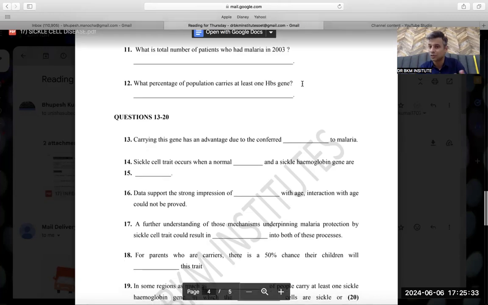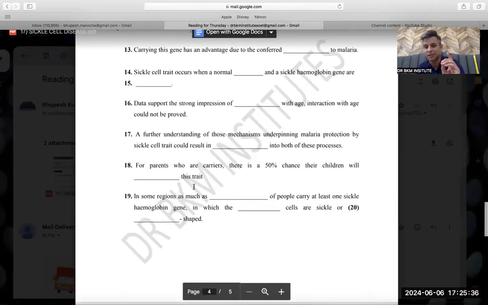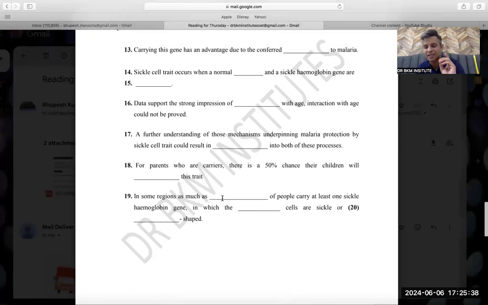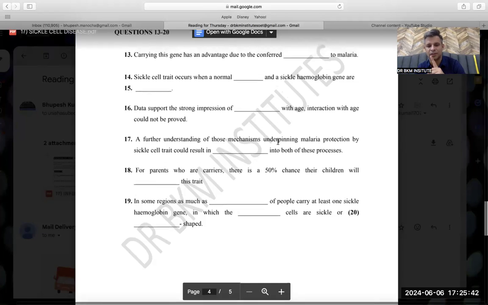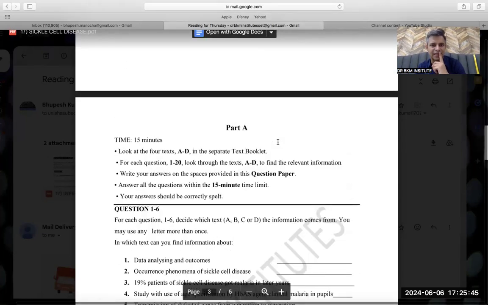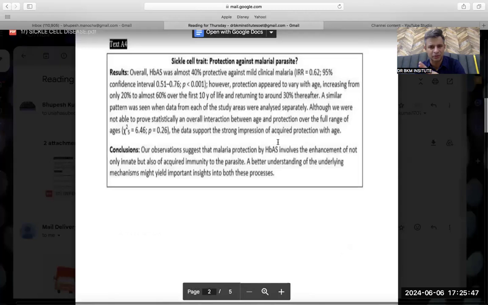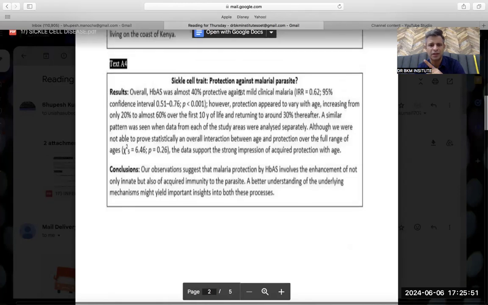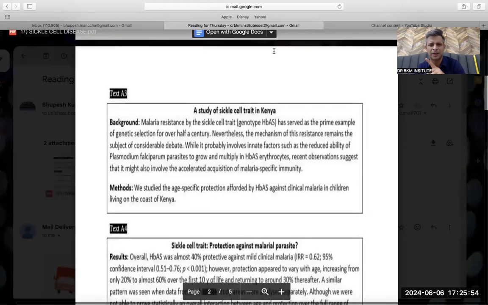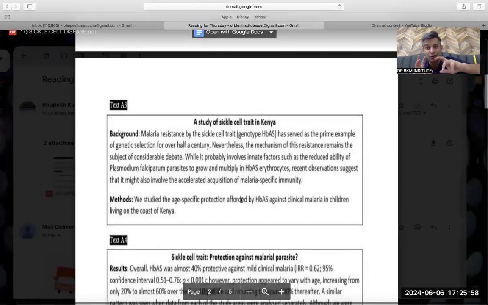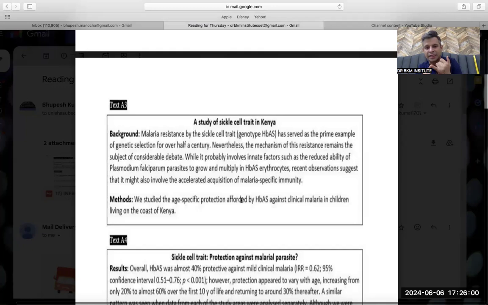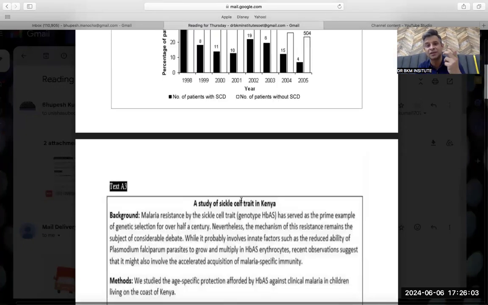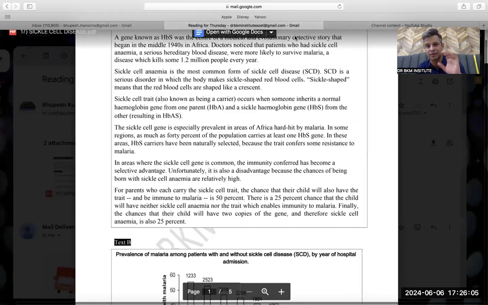Please understand, don't ignore. Now if I say, in some region, as much as dash of people carry at least one sickle cell hemoglobin gene. It can also be in the D part, because if the word region is given, Kenya can also be involved. But I want to first go to part A. If I do not use that strategy, then I am checking D, I am checking C. But the word region most probably should be in A, most probably.